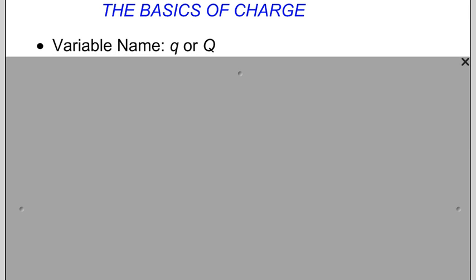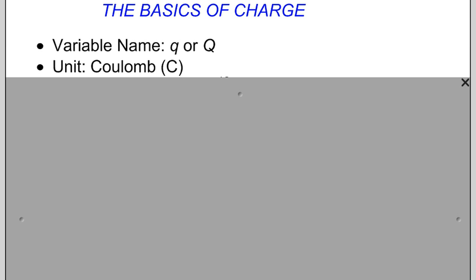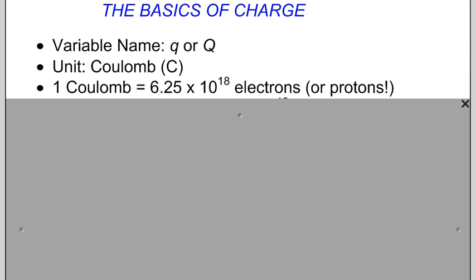Now, the basics of charge. The variable name we're going to use is Q, or capital Q. And the unit for charge is the coulomb, which is named after a French engineer and scientist who did a lot of work on electricity. And it's abbreviated capital C for Coulomb. And if you had 1 Coulomb of charge, you would have 6.25 times 10 to the 18 electrons. But because protons have the same magnitude of charge as electrons, you could also have 6.25 times 10 to the 18 protons.